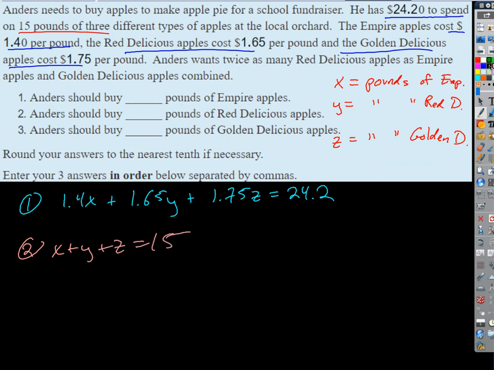Okay, one more. What about this last statement? He wants twice as many Red Delicious as the others combined. I didn't read that last sentence. Okay, so we'll pick that up tomorrow. It makes sense now.